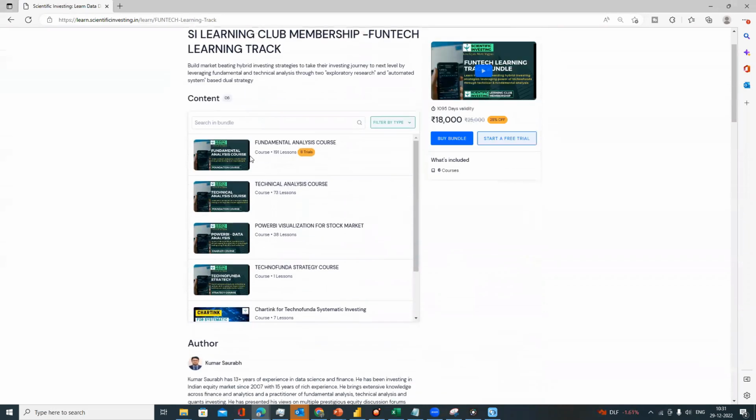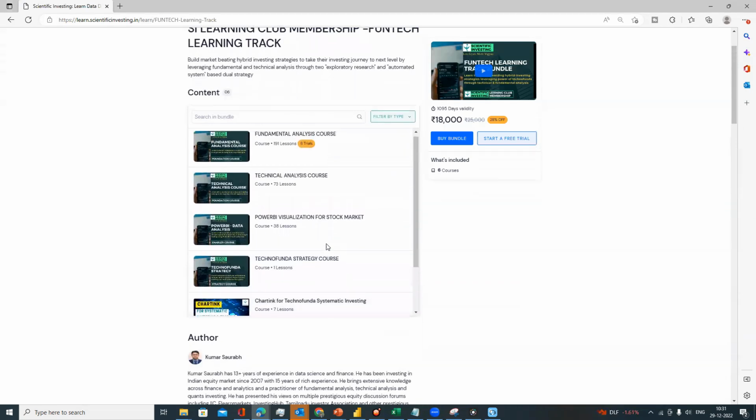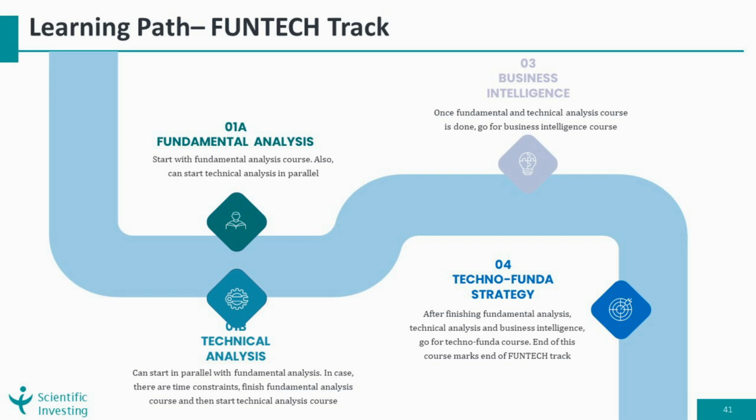The purpose of building all the courses as well as the learning tracks is to give some specific basic foundational skill set related to investing or trading, either in a standalone manner or in a hybrid manner. A course covers one specific skill set like fundamental analysis or technical analysis. A learning track covers a hybrid skill set. The FUNTECH learning track is for Technofunda hybrid investing and trading, where we bring the fundamental analysis course, the technical analysis course, our exploratory data analysis course on Power BI, and a Technofunda strategy course. These four courses combined form a bundle, which is the FUNTECH learning track.